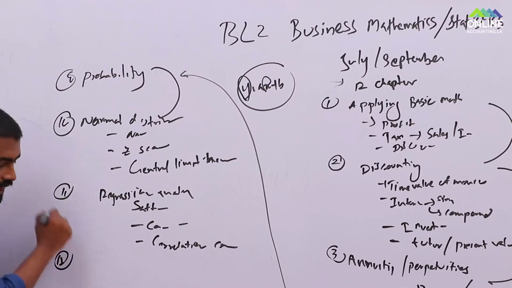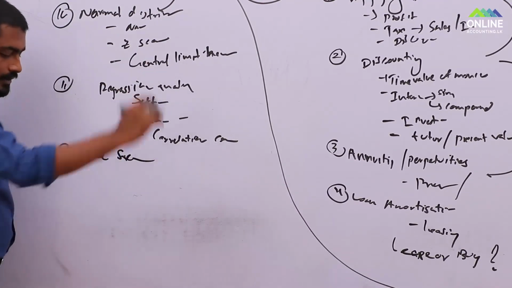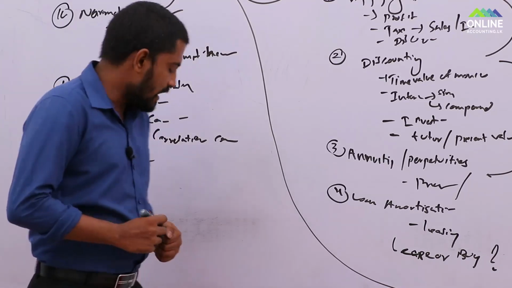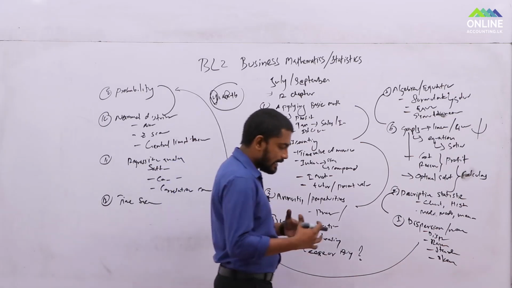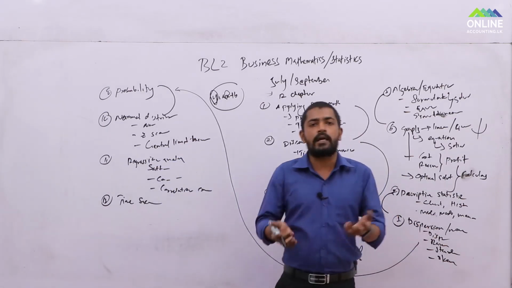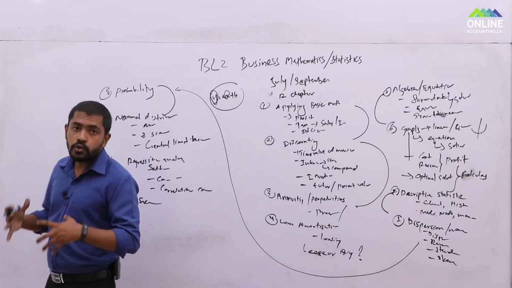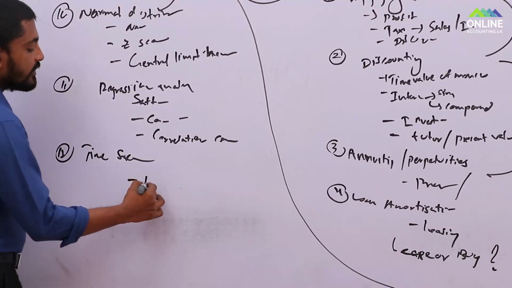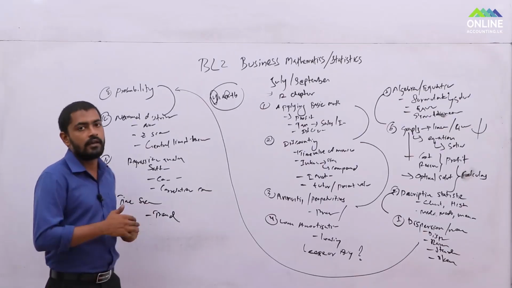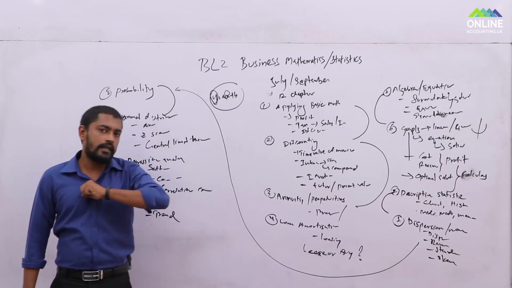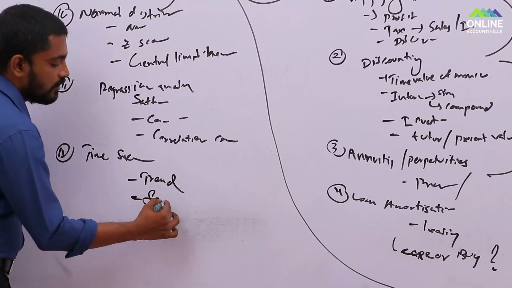And the 12th one is time series forecasting. Time series means a data set which is collected over time. Through that data set, we can find out the trend, whether it is an upward trend or a downward trend, all those things. After that, we can forecast the future.